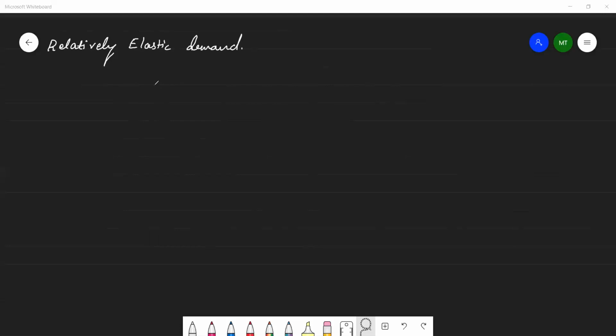Relatively elastic demand என்றால் என்ன என்றால், விலையில் ஏற்படும் மாற்றத்தின் விகிதத்தை விட தேவையில் நிறைய மாற்றம் இருந்தால், அதை relatively elastic demand என்று சொல்வோம். EP greater than 1 என்றால், விலையில் இருப்பதை விட தேவையில் அதிக மாற்றங்கள் இருக்கலாம். Okay, that demand is relatively elastic when the proportionate change in the demand for the commodity is greater than the proportionate change in price.